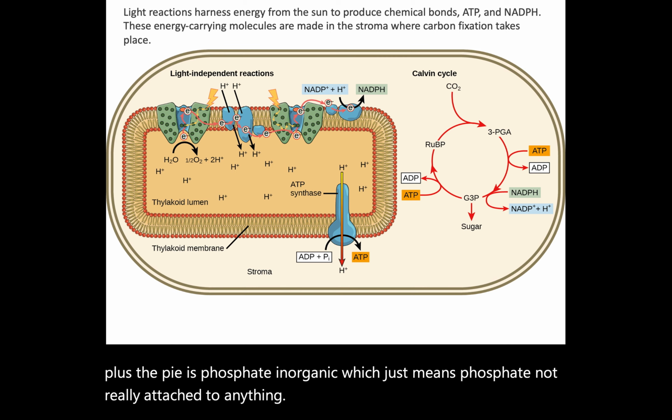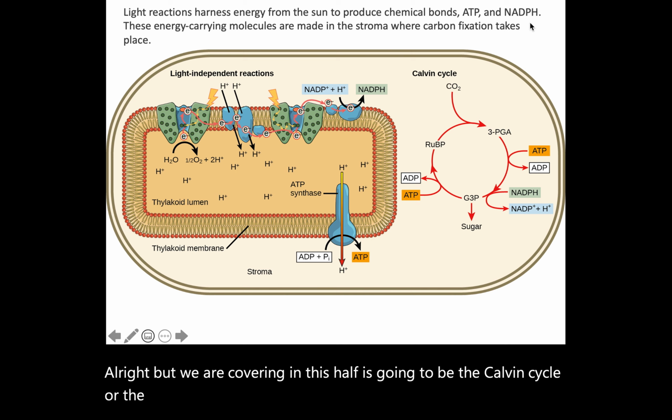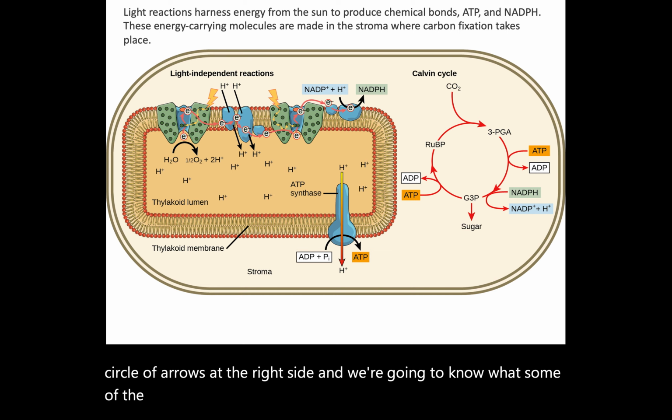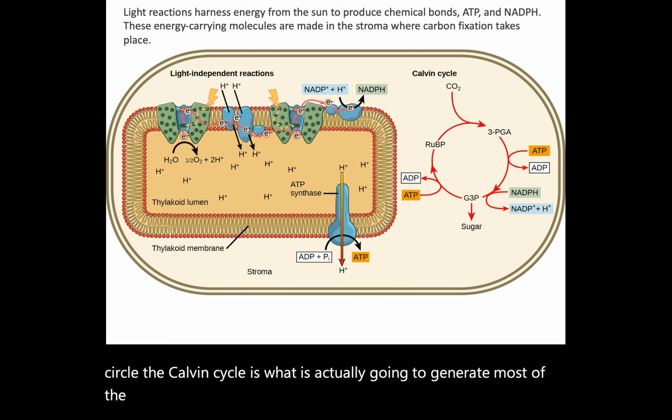All right, but what we are covering in this half is going to be the Calvin cycle or the dark reactions, and so it's essentially all this stuff over here in the circle of arrows at the right side. And we're going to need to know what some of the products are and basically how this thing keeps moving. This circle, the Calvin cycle, is what is actually going to generate most of the ATP for the plant cell.